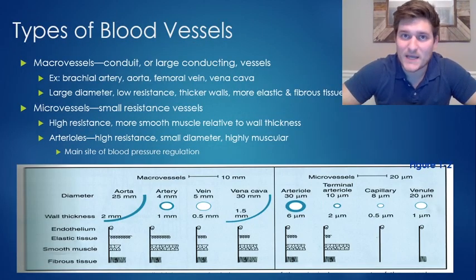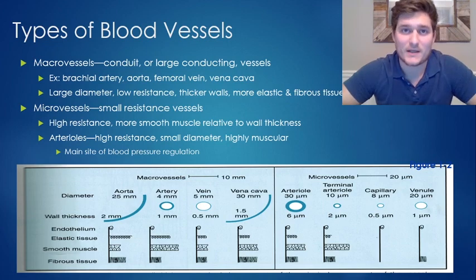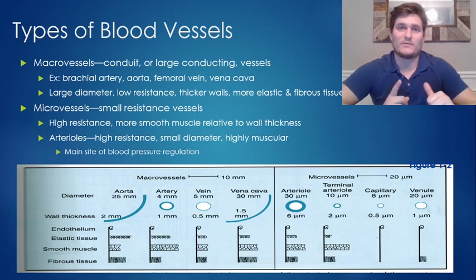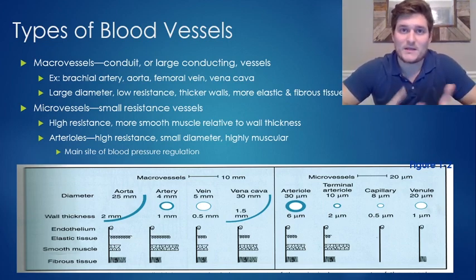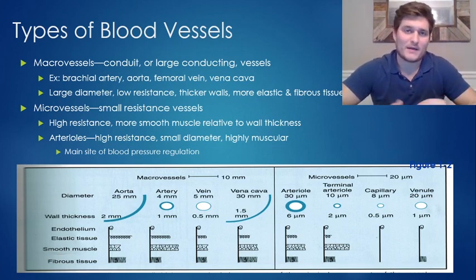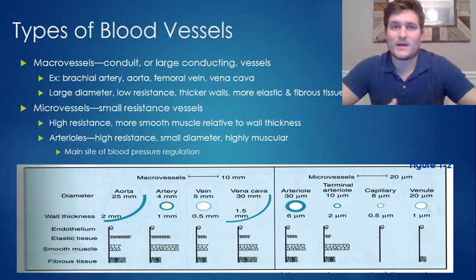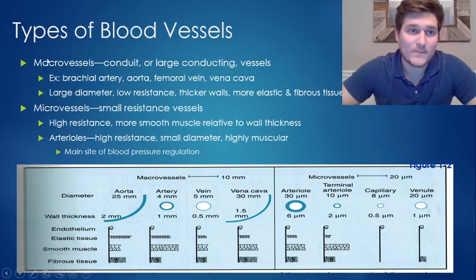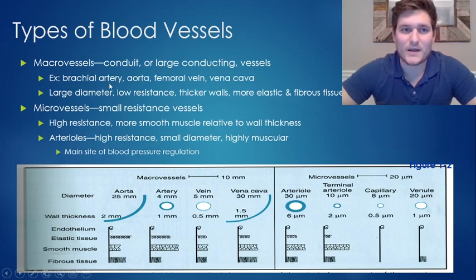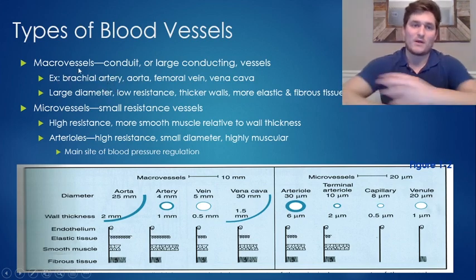We have many different types of blood vessels throughout the circulation. We have what's called macrovessels, which are large conducting vessels. These include the arteries, the veins, the aorta, the vena cava, and throughout the body, a lot of these arteries and veins are named based on where that blood is traveling to or from. So, for example, the brachial artery, since it's on the arterial side, is the blood vessel delivering oxygenated blood to the arm.